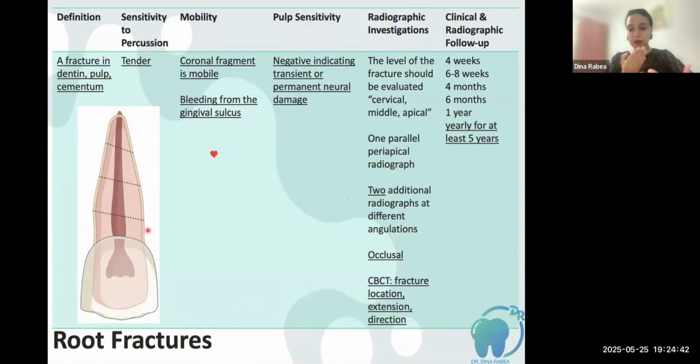And that's why when we treat these cases, we suggest that we splint the root fractures in the case of apical and middle root fractures for 4 weeks, for example. But when we talk cervical root fracture, the guidelines suggest 4 weeks to 4 months.